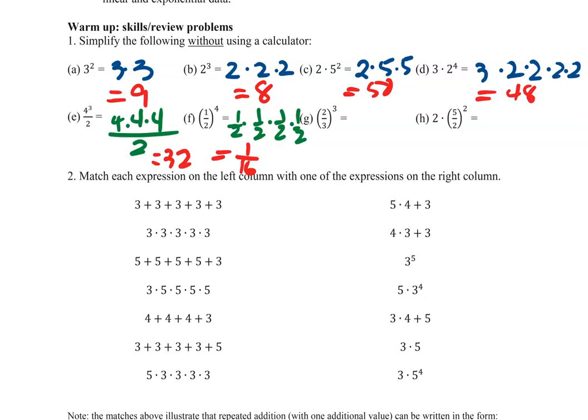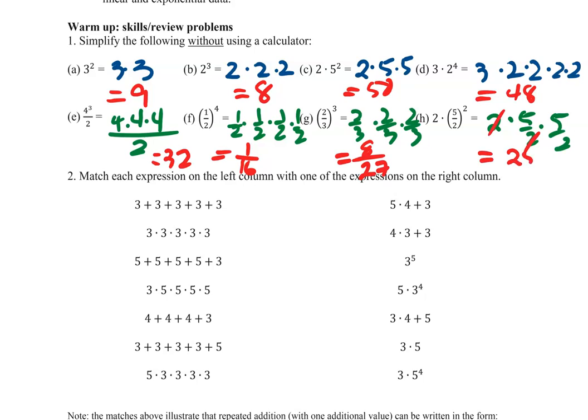Let's do the same thing for letter G. 2/3 cubed. So that is 2/3 times 2/3 times 2/3, which is equal to 2 times 2 times 2 is 8, over 3 times 3 times 3 is 27. Next, H, 2 times 5 halves squared. So that is 2 times 5 halves times 5 halves. And that is equivalent to, we can cancel the 2's here. 5 times 5 is 25. And we still have 2 here. So 25 over 2. Okay.